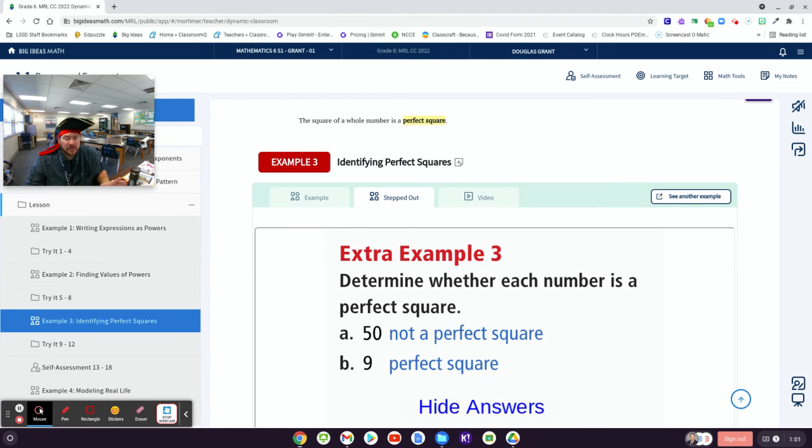Perfect squares have been very confusing for some 6th graders in the past. If you're not sure about these, you've got to ask for help. In class, we're going to be working through problems. And if you need help on perfect squares or any of this, make sure to ask.